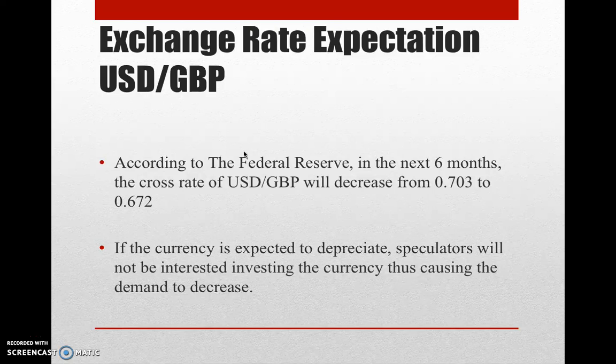Exchange rate between US dollar and Great Britain pounds. According to the Federal Reserve, in the next 6 months, the cross rate between USD and Great Britain pounds will decrease from 0.703 to 0.672. If the currency is expected to depreciate, speculators will not be interested in investing in the currency, thus causing the demand to decrease.